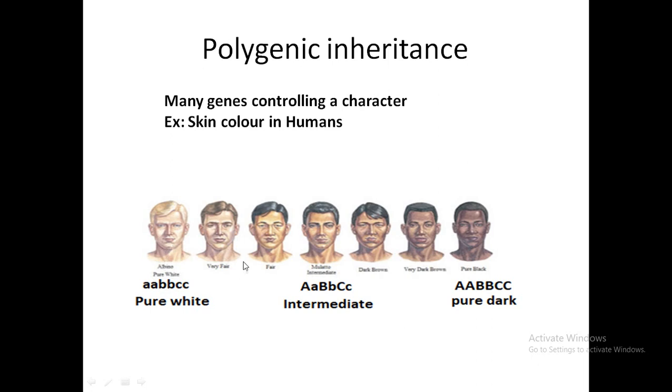If all the genes are in heterozygous condition, here you can see there is a dominant allele, recessive allele, dominant allele, recessive allele, dominant allele, and recessive allele. If all the genes are in heterozygous condition, then an intermediate phenotype, intermediate color, is produced. So this one is intermediate between pure white and pure dark. Now here you can see 7 possible skin colors from darkest to lightest.